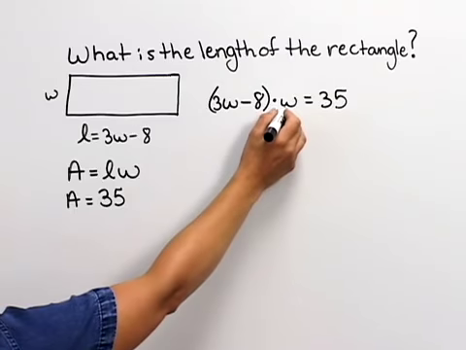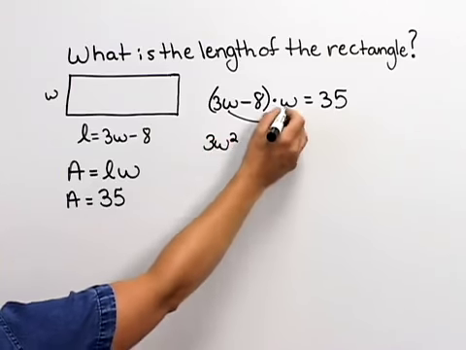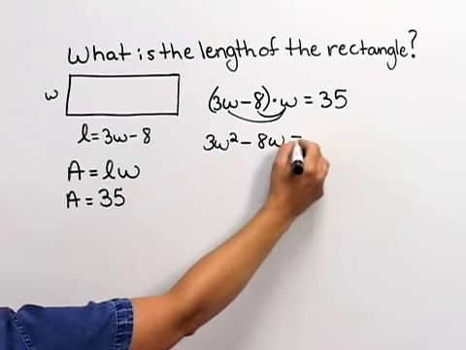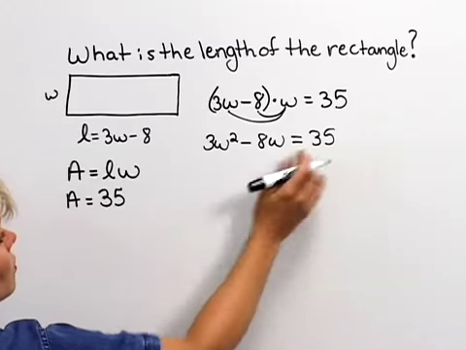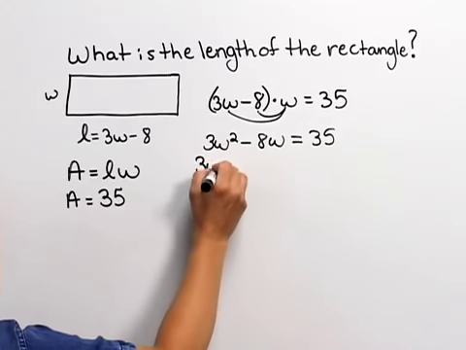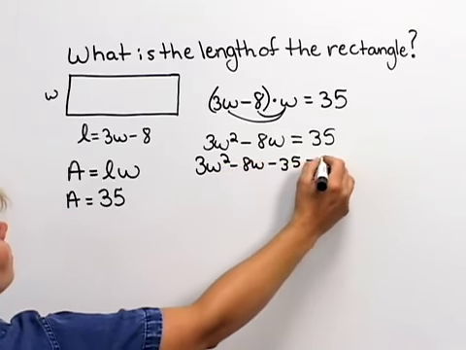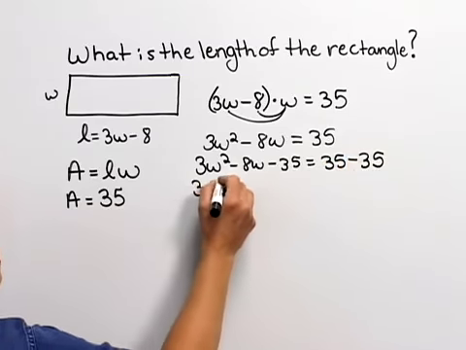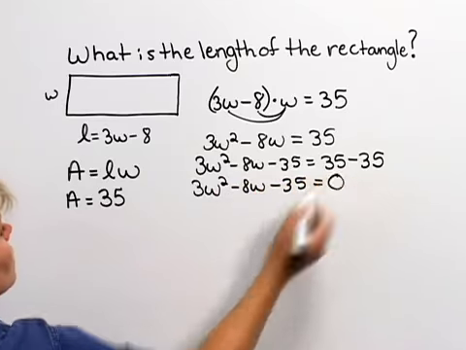Let's first distribute our W. W times 3W is 3W squared. And W times negative 8 is negative 8W. That equals 35. Now, in order to solve that equation, we need to get 0 on one side. So how about if we subtract 35 from both sides? So 3W squared minus 8W minus 35 equals 35 minus 35, or 3W squared minus 8W minus 35 equals 0.